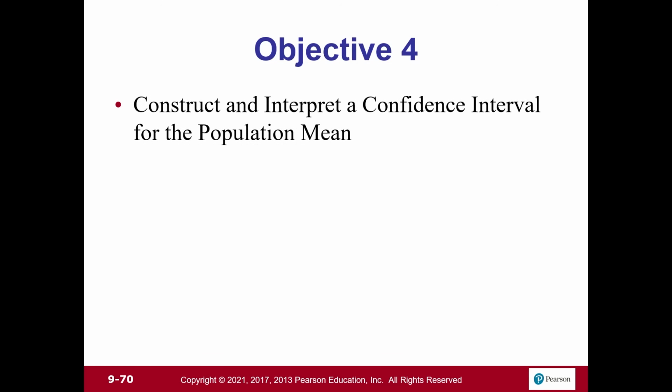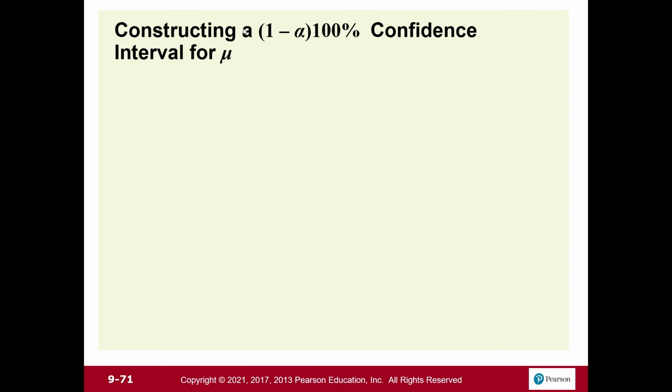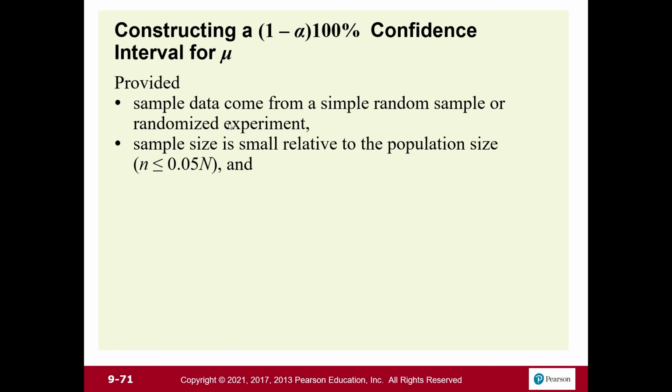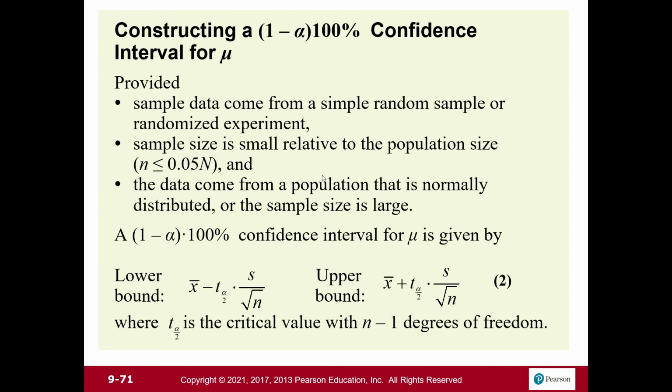All right, let's look at objective 4. It is to construct and interpret a confidence interval for the population mean. So constructing a 1 minus alpha times 100% confidence interval for mu. Here we go. Provided sample data come from a simple random sample or a randomized experiment, sample size is small relative to the population size, and the data come from a population that is normally distributed, or the sample size is large.